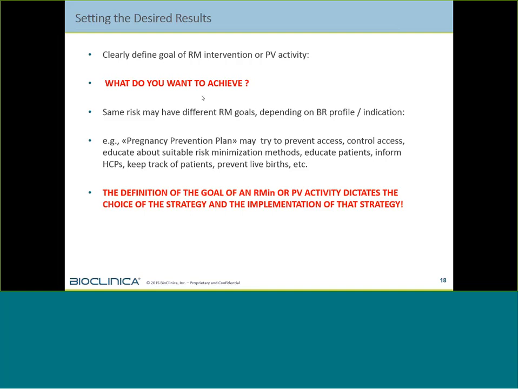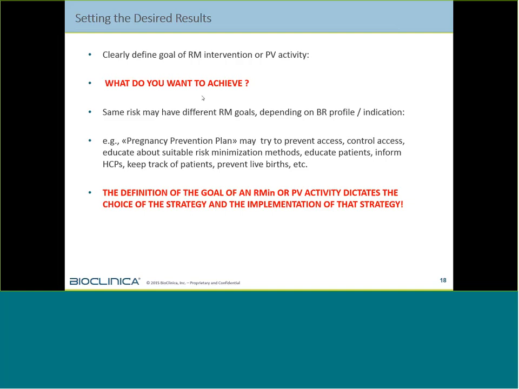You can have a pregnancy prevention plan, and it depends what you might like to achieve. If you really don't want any pregnancy to happen, you have to educate, or you have to put in mechanisms that somebody who's pregnant or planning to become pregnant has no access to your drug. It can also be that you do not know enough about it. You say that you prevent, but if you get a patient who is pregnant, you follow up to delivery of the baby to see if everything went okay or not. And the definition of the goal of a risk minimization activity dictates the choice of the strategy and how to implement that strategy.